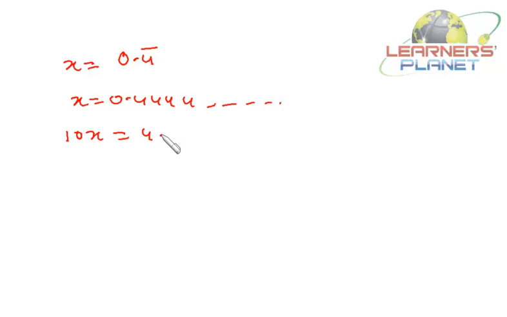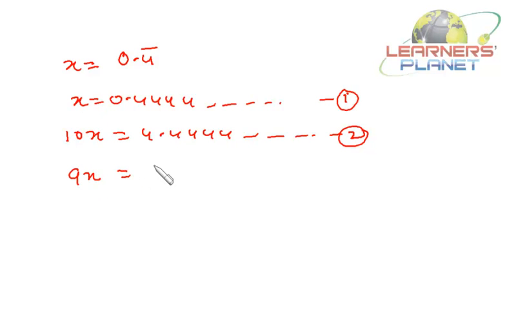Suppose I have a number that is 0.4 bar. I take it as x. Now x is 0.4 bar, that means x is 0.4444 and the series goes on. Now let me multiply both the sides by 10. So 10x will be 4.4444 and so on. Let me take it as step 1 and step 2. Now I can deduct step 1 from step 2.